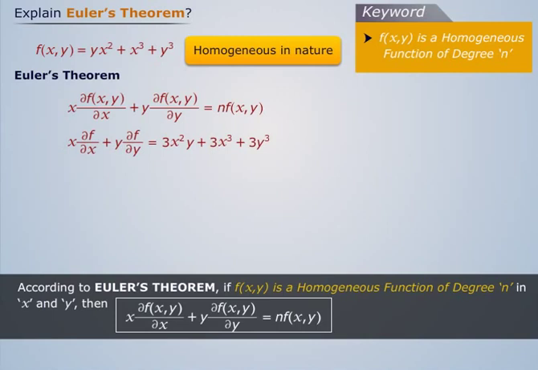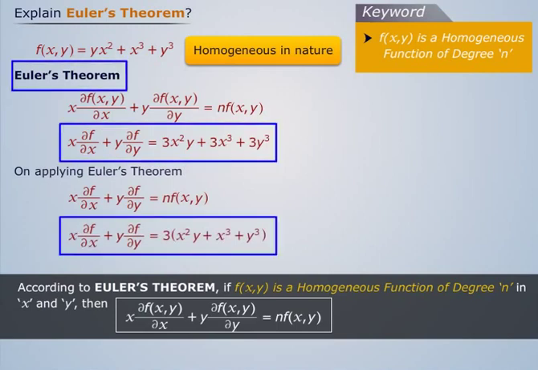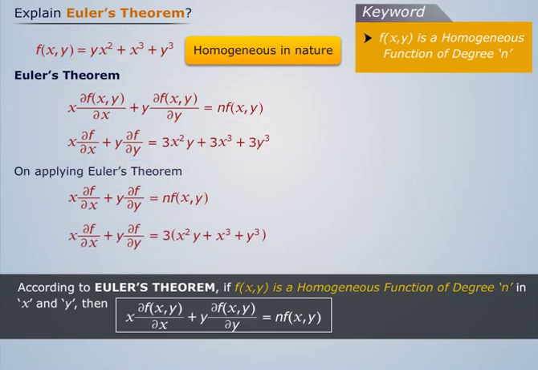Now let's solve the same left-hand side of the above equation using Euler's theorem. Thus, on applying Euler's theorem, we get. We see that both methods yield the same result. Thus, we can conclude that using Euler's theorem, we can simplify the calculation.